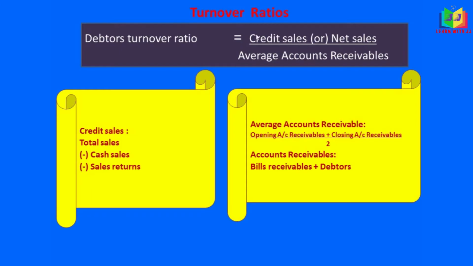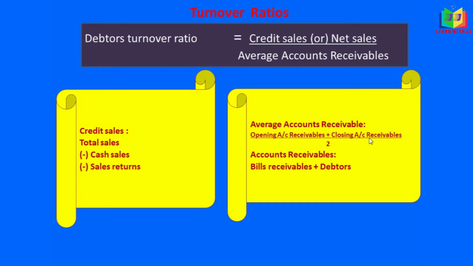Debtor turnover ratio is credit sales, or in the absence of credit sales we can take net sales, divided by average accounts receivables. Credit sales is nothing but total sales minus cash sales and sales returns. Average accounts receivables is opening accounts receivable plus closing accounts receivable divided by 2.